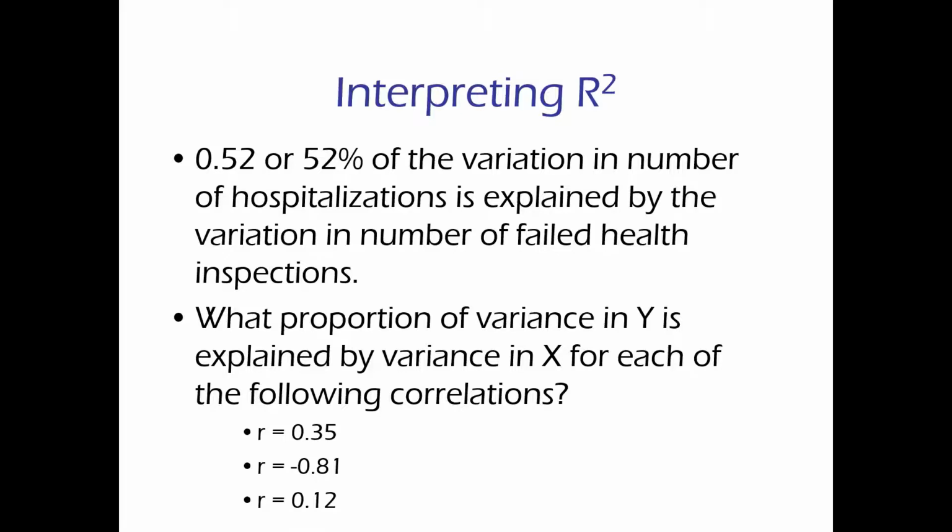Please calculate the R squared value for each correlation coefficient here. You can pause here and I will show you the results in the next slide. Here are the calculated R squared values. For the first one, it means 12% of variance in Y is explained by the variance in X. The second, 66% of the variance in Y is explained by the variance in X. And the last one, only 1.4% of the variance in Y is explained by the variance in X.